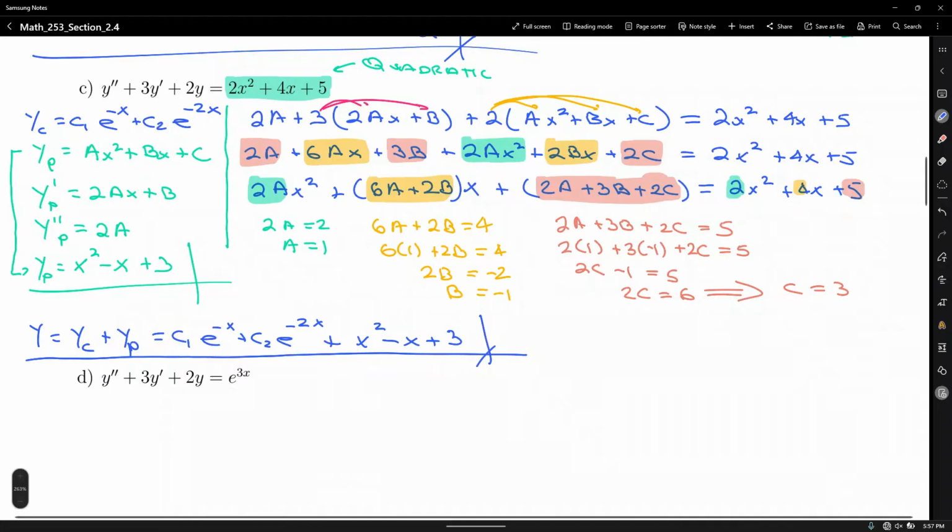Final answer. Right? All right. So guys, as you can see, it's a lot of writing. It's a lot of bookkeeping the terms. The calculus involved is only the derivative when differentiating the generic form of y sub p.